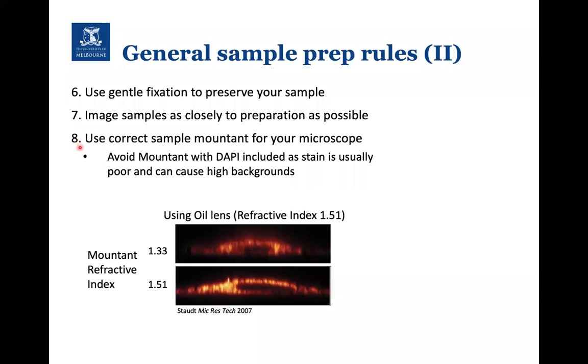The final thing on the general rules here is to use the correct sample mounting for your microscope. That's what you're putting your sample in when you're mounting the cover slip on. And that will greatly depend on the objective that you're using. So here for an oil lens, we've got a sample which is mounted in something with a refractive index of 1.33. That's about water. You can see the image quality isn't as good as if you've matched the refractive index with something more like a glycerol-based mounting media.